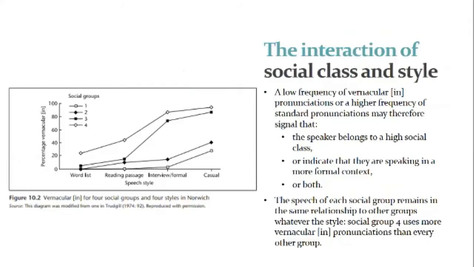The interaction of social class and style. A low frequency of vernacular pronunciations or a higher frequency of standard pronunciations may therefore signal that the speaker belongs to a high social class, or indicate that they are speaking in a more formal context, or even both. The speech of each social group remains in the same relationship to other groups, whatever the style. In the given figure, social group 4 uses more vernacular pronunciations than every other group. In order for them to sound more formal in the formal context, they use people from a higher or more sophisticated social group as their speech models. And in general, the lower social groups shift their speech more often as they move from one style to another than the higher social groups do.